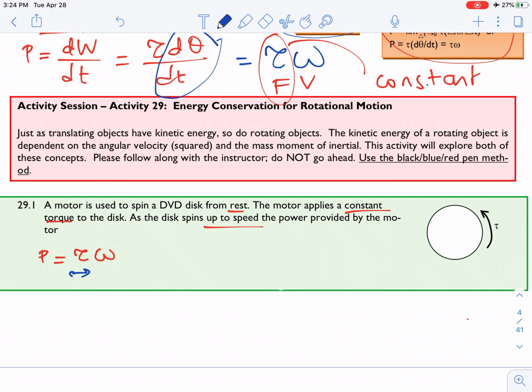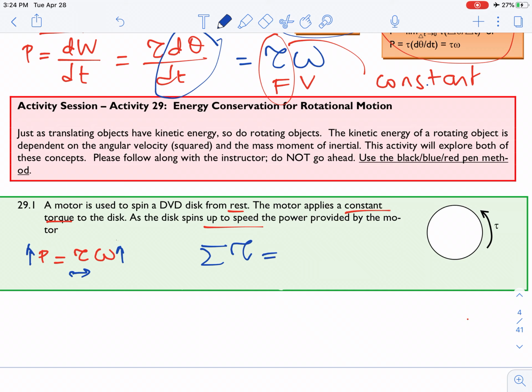Okay, if I read the problem carefully, I already know what happens to omega, right? It starts from rest and it's going to spin up to a speed, so it's increasing. That would mean power should be increasing. Okay, so that's one way to find it, but I want you to see it another way.